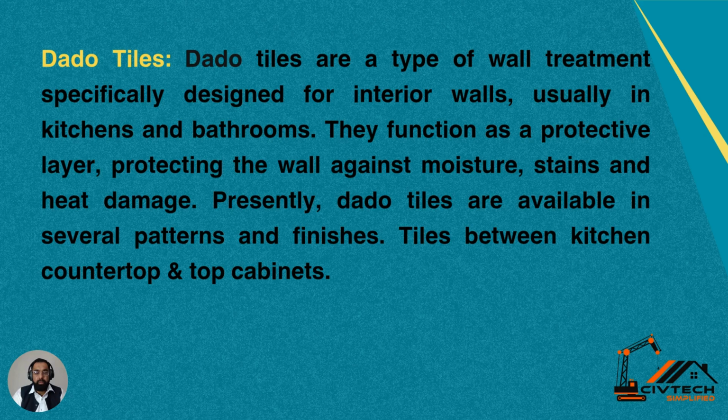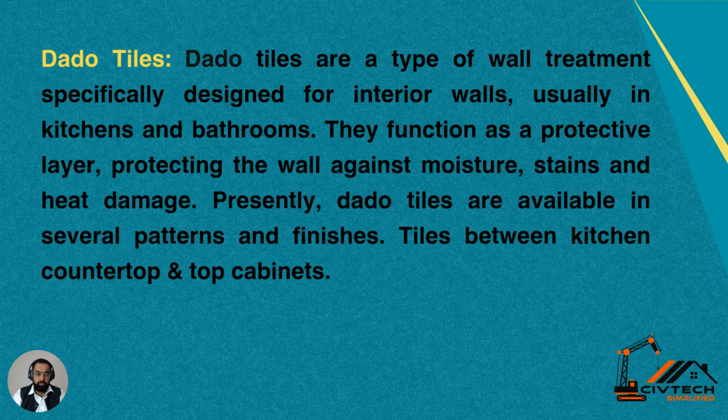The function of them is to protect the wall from moisture, especially in the washrooms, and give a presentable appearance to the wall. They function as a protective layer, protecting the wall against moisture, stains, and heat damage, especially in the kitchen when there is a cooking range and its heat is going to transfer onto the wall. So to protect the wall, we provide a layer of tiles in between the countertop of the kitchen as well as the top cabinets.